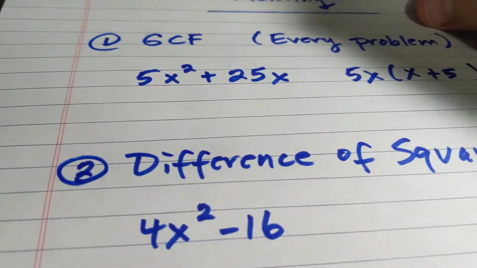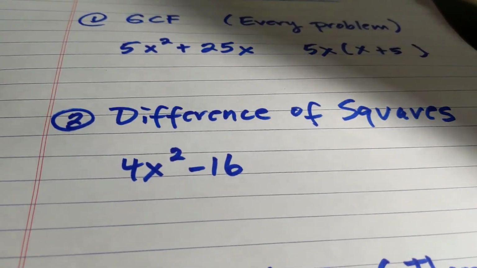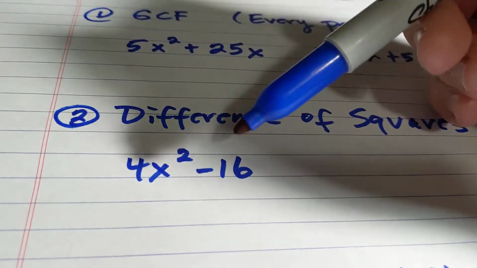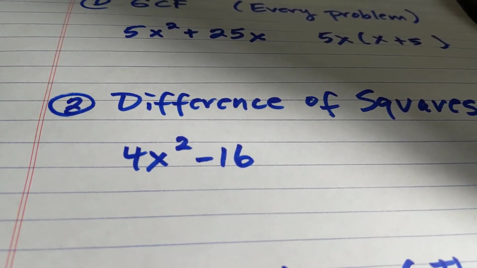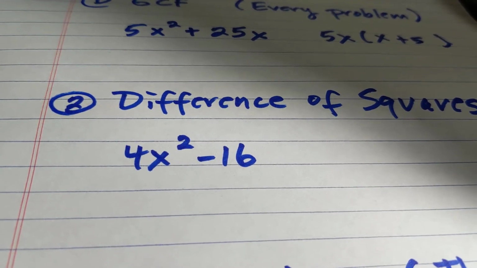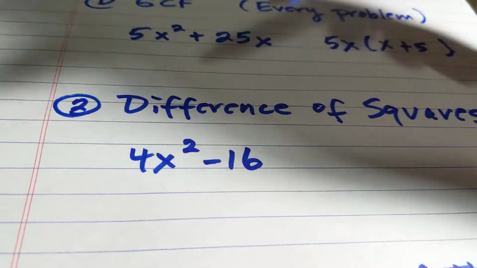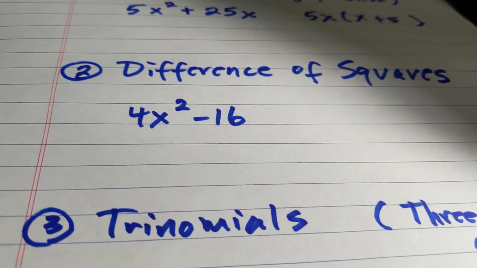So the next method is called the difference of squares, and here's a problem that involves the difference of squares. Now, it's called the difference of squares because it has to be a difference. In other words, it has to be a subtraction problem. So you can't use the difference of squares method on an addition problem. If this were a plus sign, you just wouldn't even do this method. You'd go on down the list.